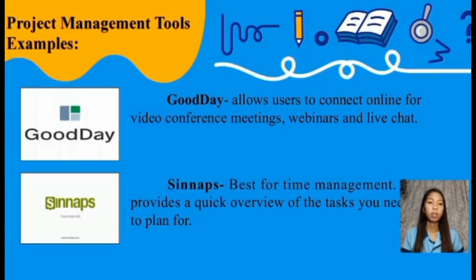Next is Synapse. It is best for time management. It provides a quick overview of the tasks you need to plan for. Also, it controls exactly how long each task should take and who should be working on it. And also, workload management features highlight if any one of your team is over or underworked. Then you also get access to task management, time tracking, and built-in chart tools. So that's an example of the management tools.